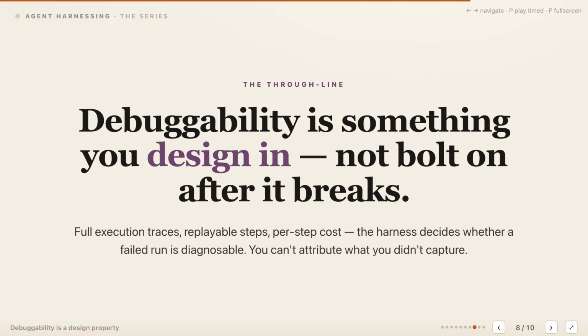Debuggability is a property you design into the harness before an incident, rather than a feature you add afterward. Full execution traces preserve the causal path, replayable steps support controlled investigation, and per-step cost reveals waste hidden inside successful or failed runs. The model produces behavior, but the harness determines whether engineers can understand that behavior when something goes wrong. If the architecture discards inputs, context, or step boundaries, no dashboard can reconstruct evidence that was never retained.